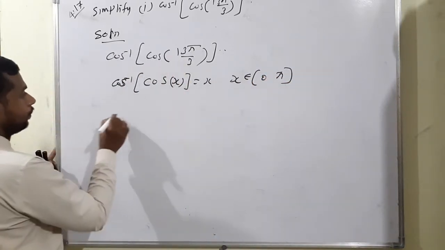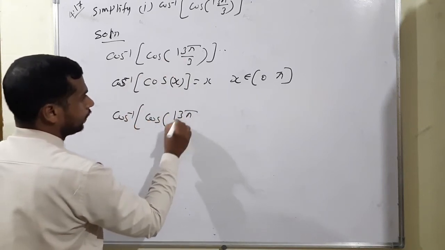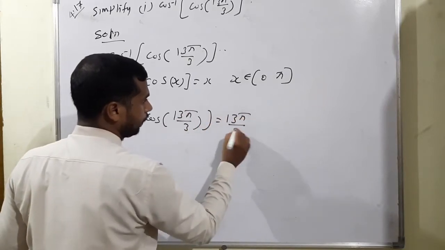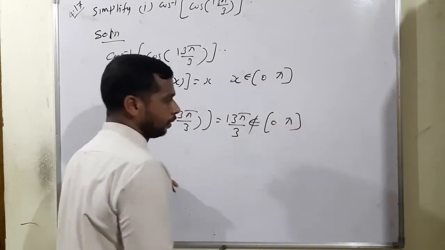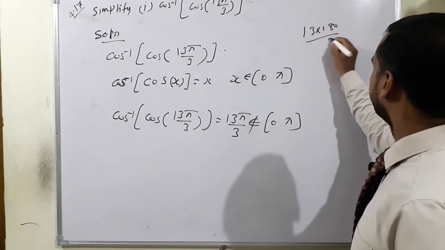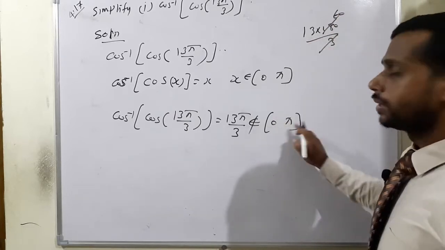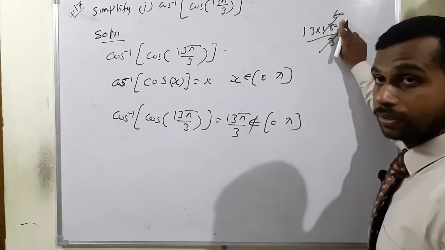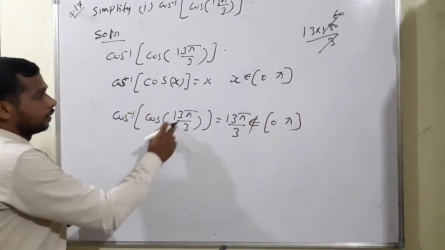But the given value is cos inverse of cos of 13 pi by 3, which is 13 pi by 3. We can surely say it does not belong to 0 to pi. How? 13 into 180 divided by 3. 180 divided by 3 is 60. We can be sure it is more than 0 to 180, isn't it? Because 13 into 60 will come to 780. It is more than 0 to 180, so what we have to do is just expand 13 pi by 3.